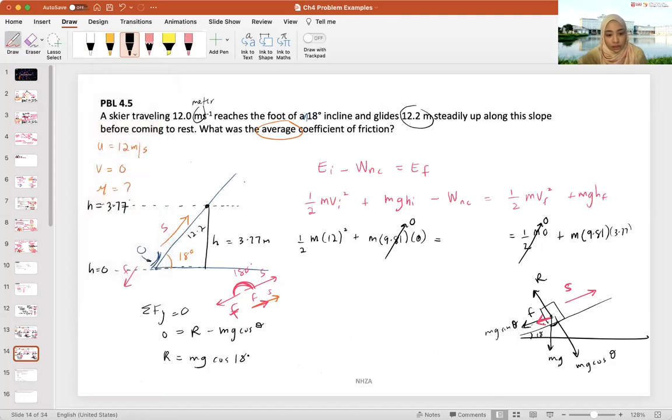So mg cosine 18. So this is for R. Friction is mu R. Mu is unknown. So this is mu mg cosine 18. Kita nak cari WNC tadi. WNC is friction cosine 180, and then times with S. And friction is this guy, mu mg cosine 18. Cosine 180 is -1 times with S, which is 12.2.